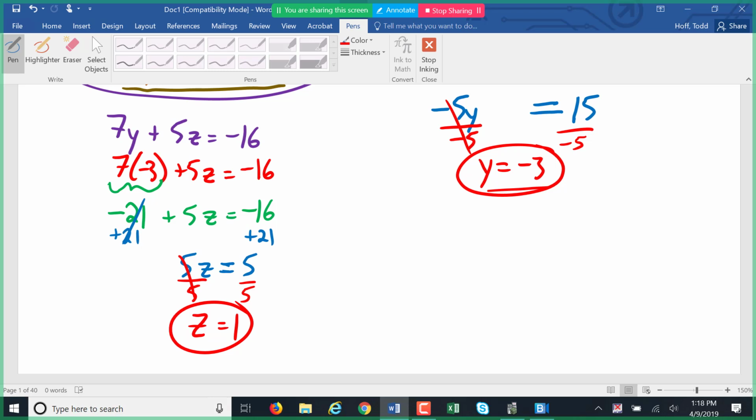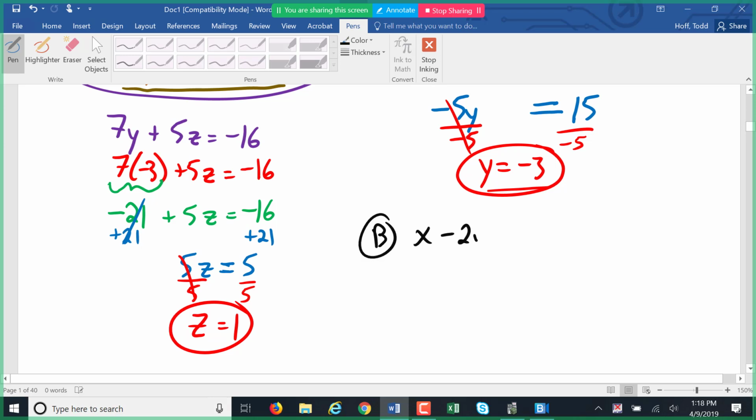It really doesn't matter which one I use. I'm going to go back to equation B just for the fun of it. Equation B was x minus 2y minus 2z equals 6. So the x isn't going to change, but the y we're going to replace with negative 3. And the z we're going to replace with 1.